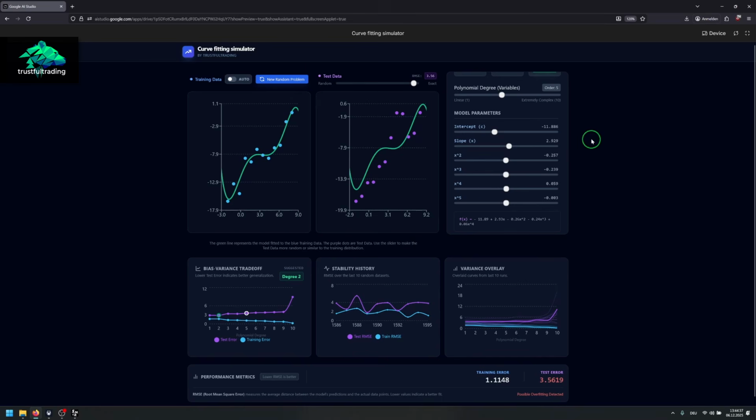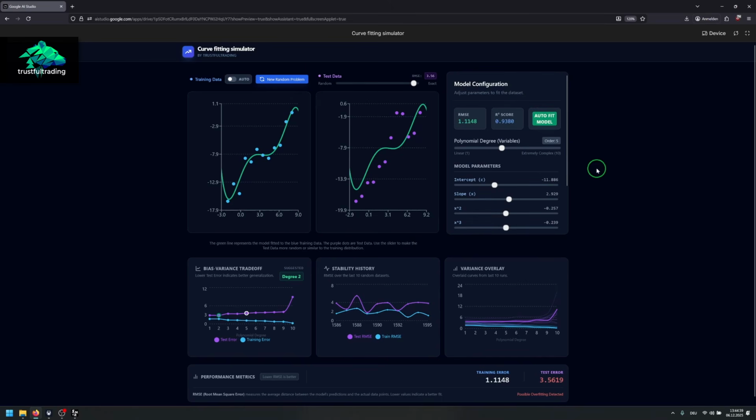Okay, so that's all I want to show you here with the simulator. I would really recommend that you try this on your own and you really see that, yeah, more parameters often means worse performance in the live market.